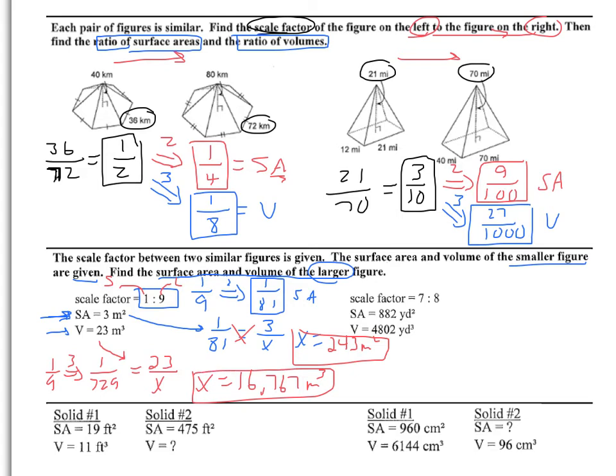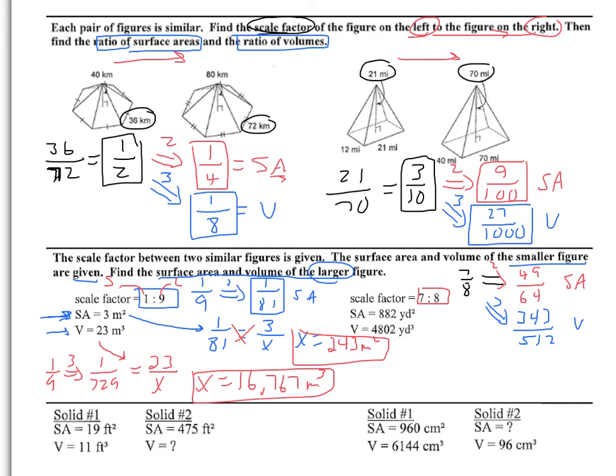Next one, we have scale factor of 7 to 8. So a scale factor of 7/8. Now right away, I'm going to do something. I'm going to square each one and get 49 over 64, which is a ratio of surface areas. And I'm also going to cube each one. And 7 cubed is 343. 8 cubed is 512. And this is a ratio of volumes.